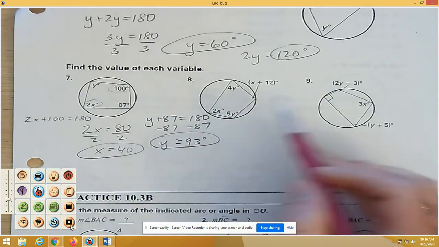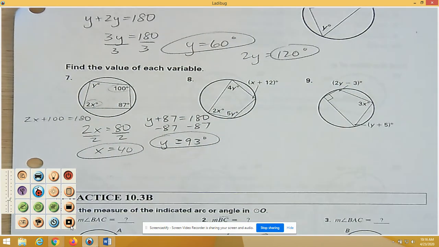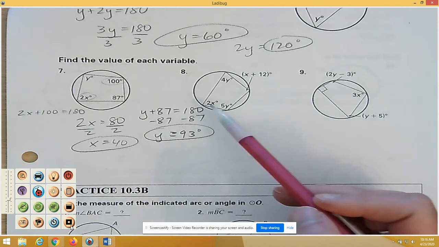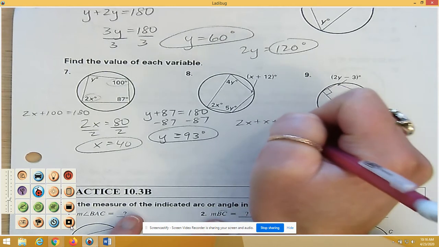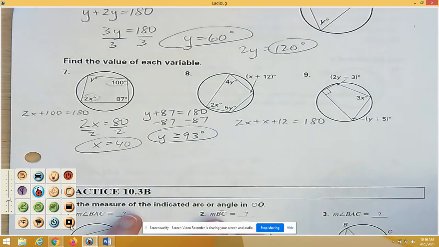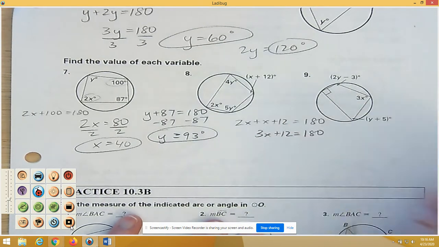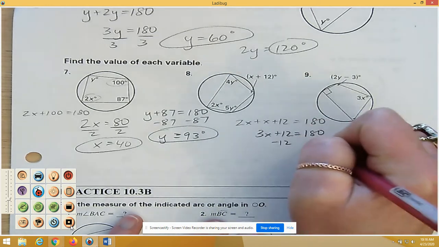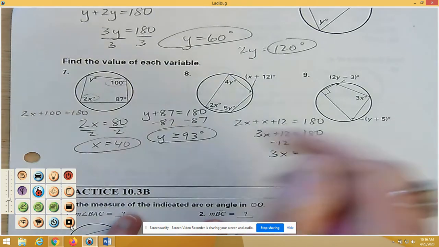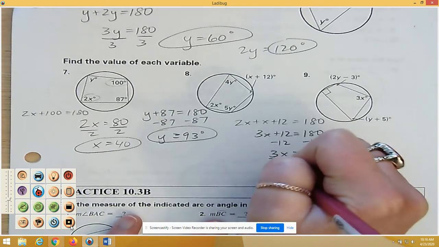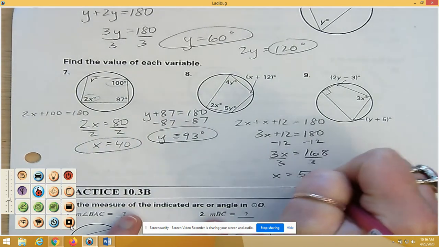Okay. All right, for the next one, same thing. So for 7, 8, and 9, I'm looking, and actually in example B, all of these are quadrilaterals inscribed in my circle. The opposite angles are going to be supplementary. So for number 8, I have 2x plus 12 equals 180. If I combine my like terms, 3x plus 12 equals 180. And now it's a two-step, so I'm going to subtract 12, 180 minus 12 is 198. I'm going to divide by 3, and I get 56 for x.